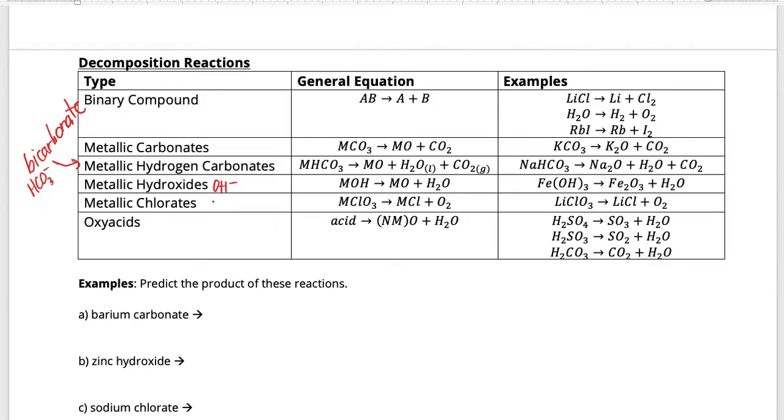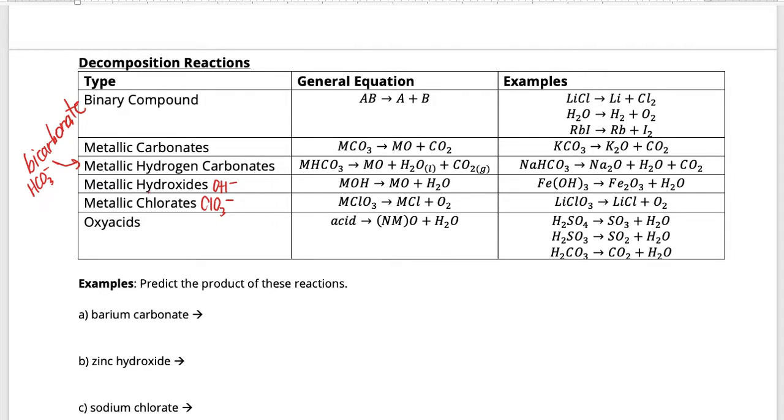All right, the next one is a chlorate, ClO3 with a negative one. So if you see a metal with a chlorate ion, it's polyatomic, it's going to break into a metal chloride and oxygen is released.